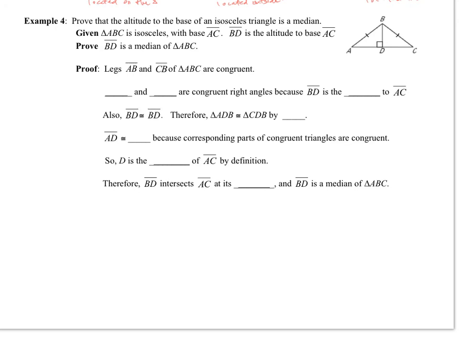In example 4, we're going to look at a quick paragraph proof. We want to prove that the altitude to the base of an isosceles triangle, so this is the base, and then BD would be the altitude, is a median. Now, in order for BD to be a median, we need to prove that AD is congruent to CD. The lengths AB and CB have to be congruent because we're given that triangle ABC is an isosceles triangle.